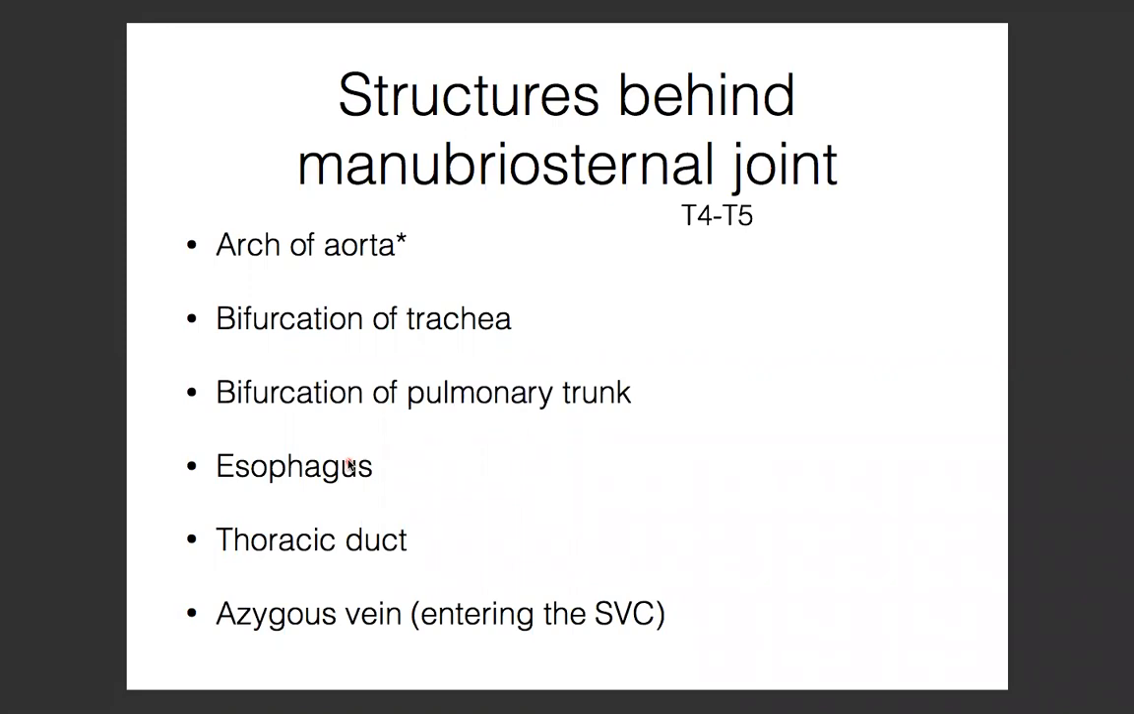So it's a very high yield topic, very common in exams to be asked what would get damaged if you were to injure your manubriosternal joint. And the most common answer is the arch of the aorta. If you can't find the arch of the aorta in the options, then look for the other ones. But usually the answer is the arch of the aorta. So far, any questions, Danny?